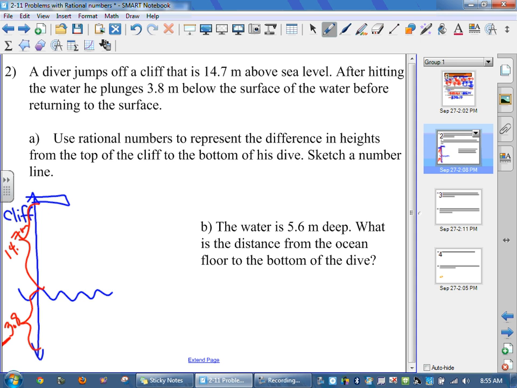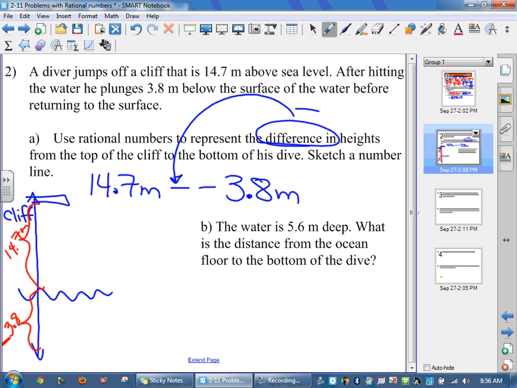So now we're going to draw what this sentence says. Okay, so we've got our top of the cliff, 14.7 meters. Now, we're diving. We're going below, so we're going under. So we're going to subtract how many meters? 3.8. Good. So we're subtracting a negative 3.8 meters, because we're subtracting that negative value. You want to find the difference. Difference means subtract. So that's where that first subtract sign comes from. But remember, it's a negative 3.8 because he's under the water. Above the water is positive, under the water is negative.